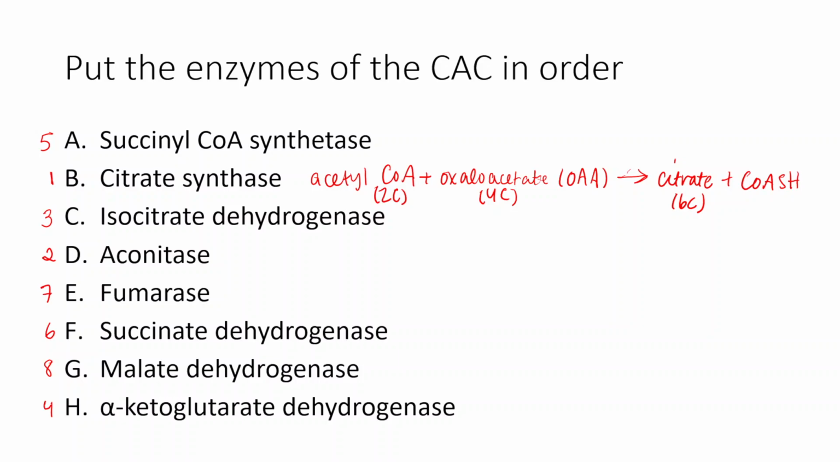Okay, so this is a cycle. So we're always going to be taking the product from one step, and it's going to be the reactant in our next step. So what are we taking forward to our next step with aconitase? Citrate.